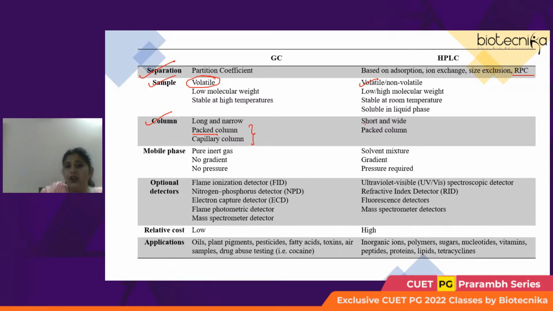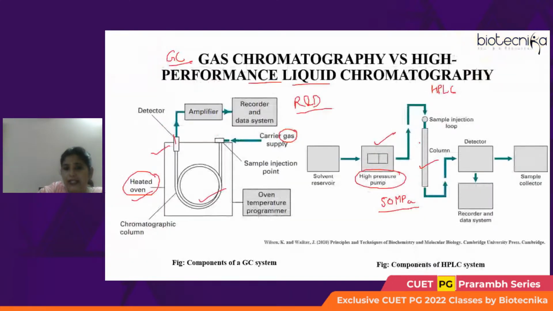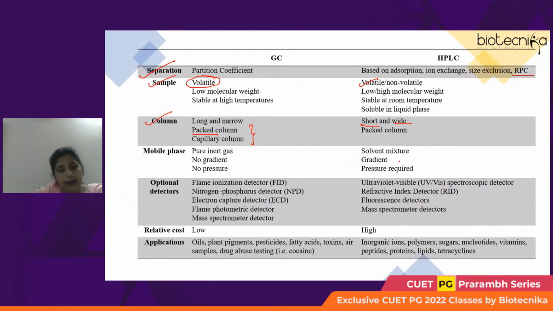For HPLC, the column is usually short and wide, as you can see here. Okay, it is short and it is wide. Just see here, it is wide, right? And it is a packed, conventional column that we use here.